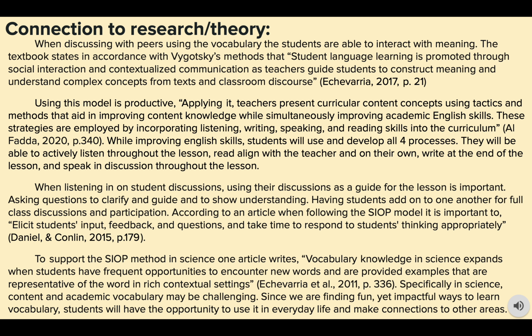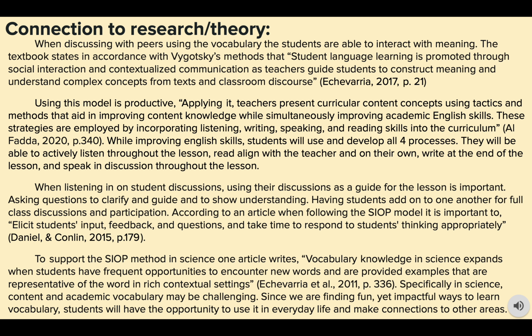These strategies are employed by incorporating listening, writing, speaking, and reading skills into the curriculum, which we did for this lesson. While improving English skills, students can also use these 4 processes. When listening in on students' discussions, using their discussions as a guide for the lesson is important. Asking questions to clarify, guide their thoughts, and show how they are understanding. Students can also add on to one another for full class discussions and participation.